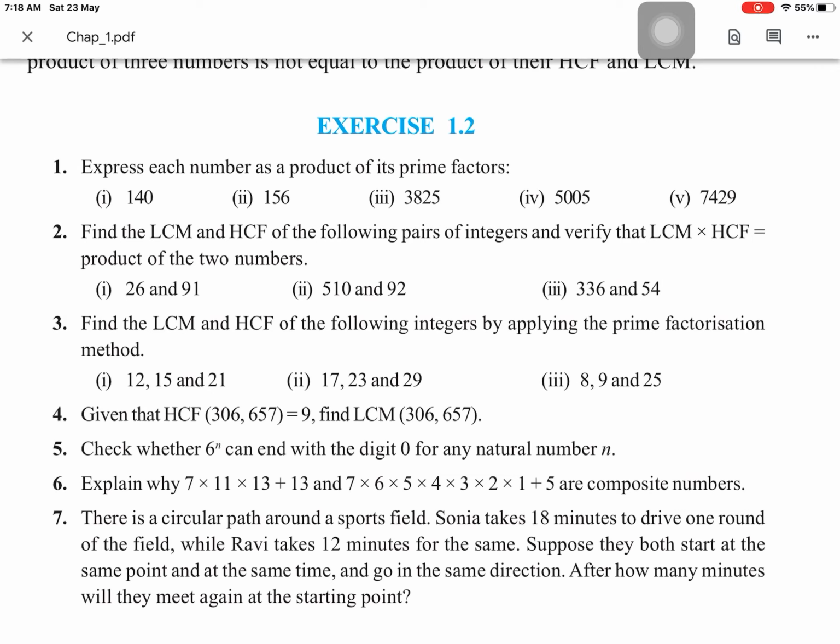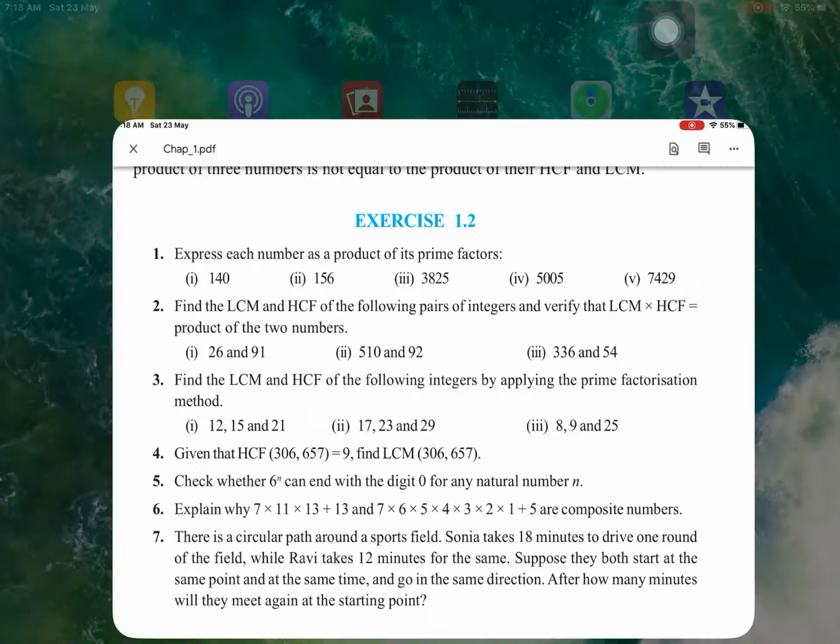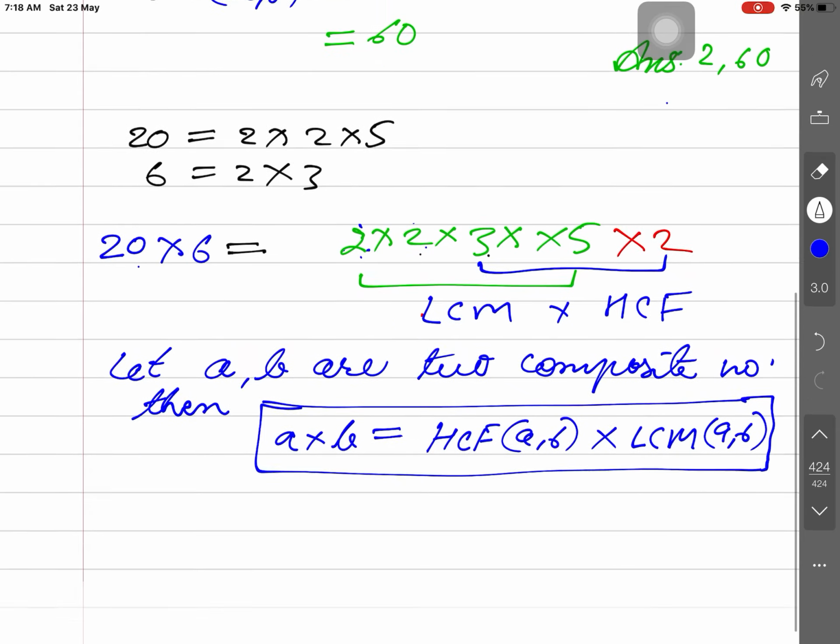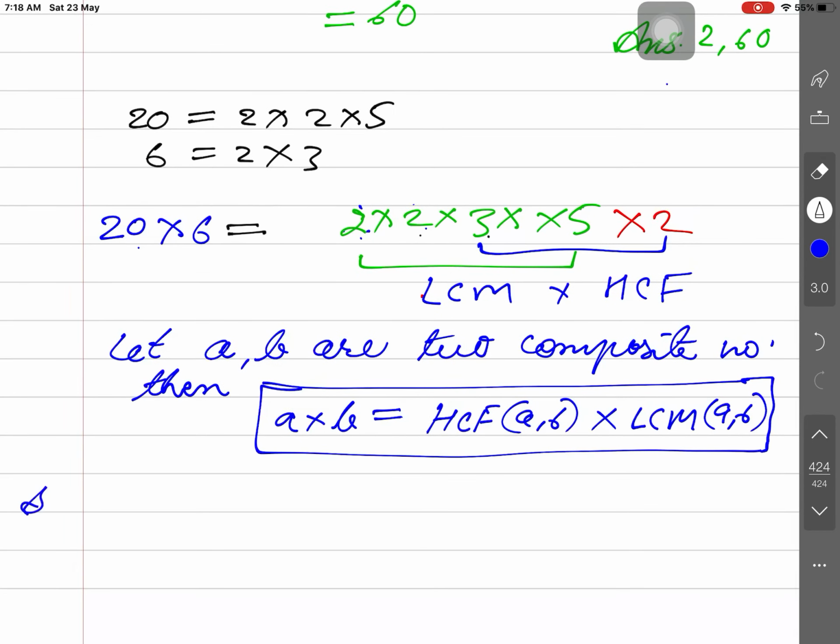Second question: find the LCM and HCF of the following pairs of integers and verify that HCF into LCM is equal to the product of the two numbers. The verification you have to do is the same as what I have done. I am solving the biggest question, the third one, 336 and 54. Okay, 336 and 54.